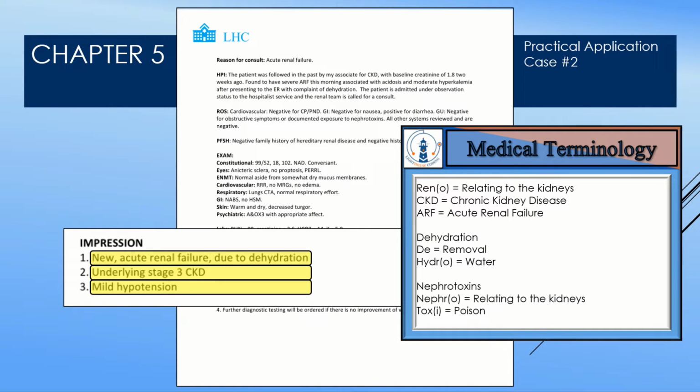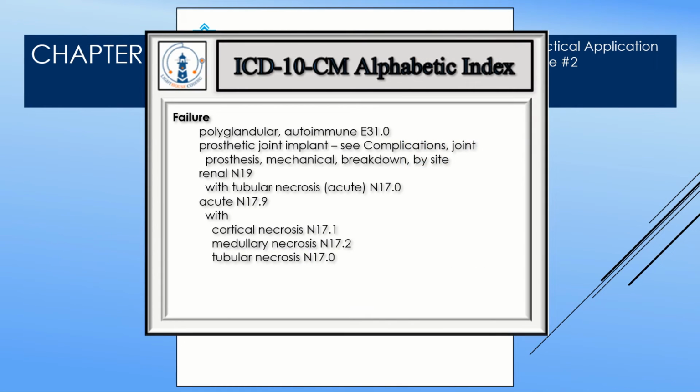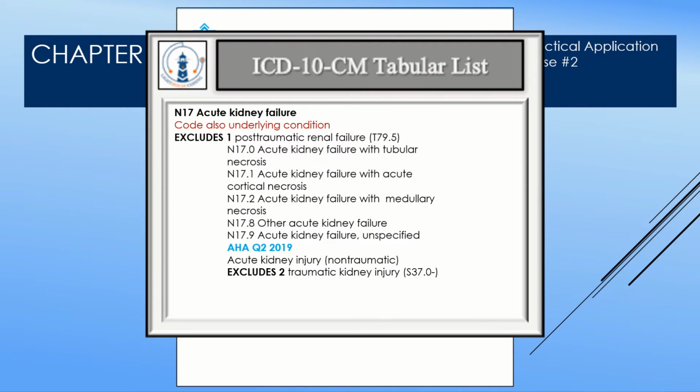The patient is diagnosed with acute renal failure due to dehydration, and he also has stage 3 chronic kidney disease and hypotension. First, we'll look up the acute renal failure. In the ICD-10 alphabetic index, we'll look up failure, then renal, then acute. The recommended code is N17.9. Remember, we still need to check that in the tabular list.